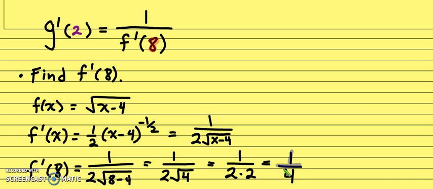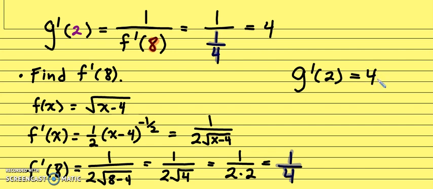Now, be careful. The answer, g prime of 2, is not 1/4. What we're going to do is plug 1/4 in the denominator for f prime of 8. So we're looking at 1 over 1/4, which gives us 4. So g prime of 2 is equal to 4.